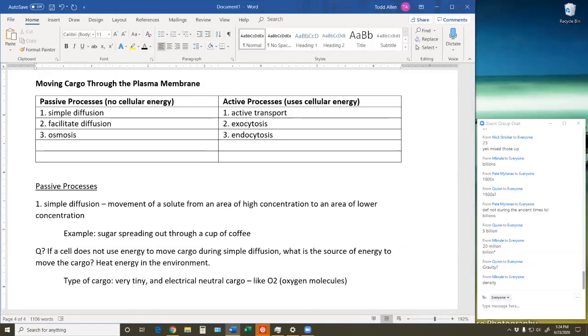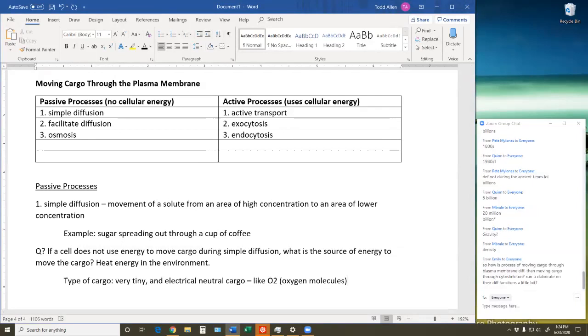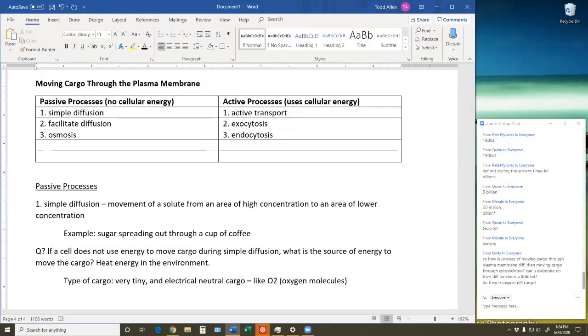Questions? All right, so oxygen can enter the cells and carbon dioxide can leave the cells by simple diffusion. Emily, so how is the process of moving cargo through the plasma membrane different than moving the cargo through the cytoskeleton?